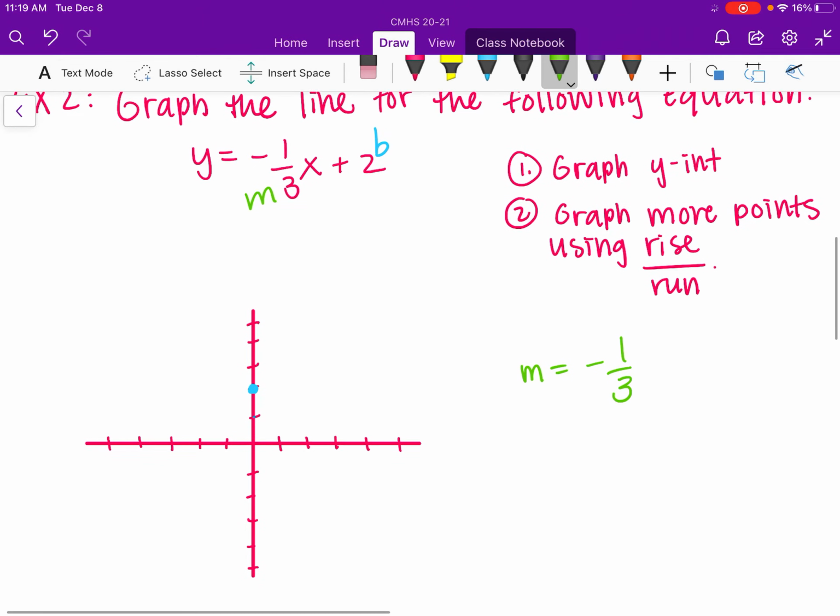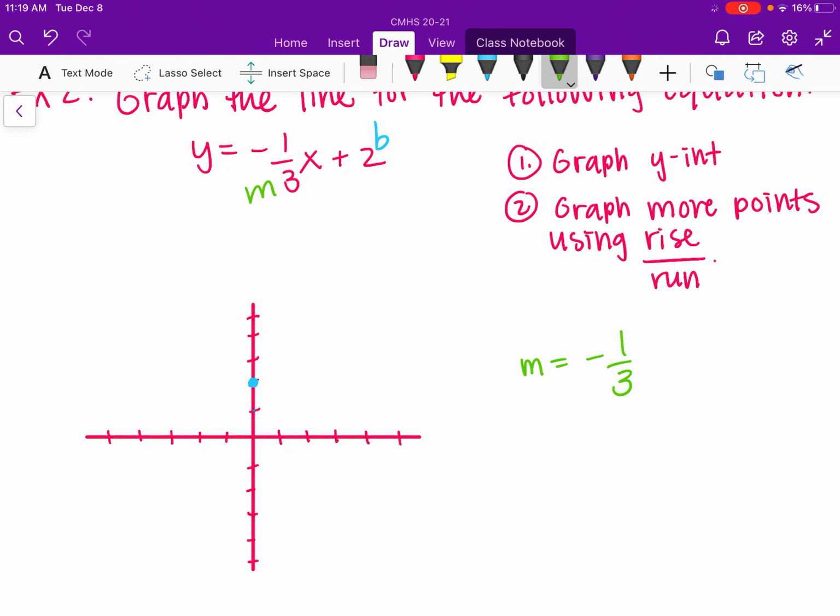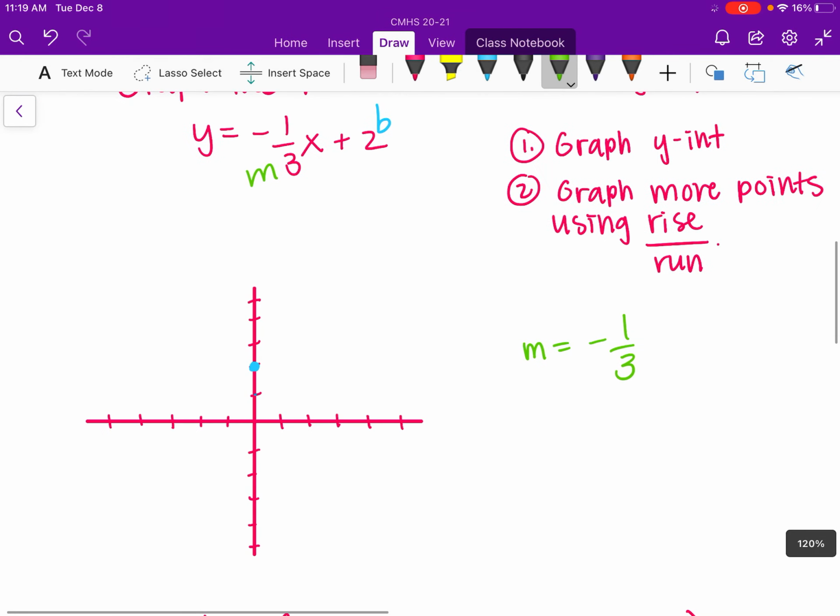I'll give you a hint, it doesn't really matter, okay? So let's just say the 1 is negative. If the 1 is negative, that means we're going down, because negative is down. And if the 3 is positive, that means we're going to go right. So down 1, right 3, from that point that we just made. Down 1, right 3.